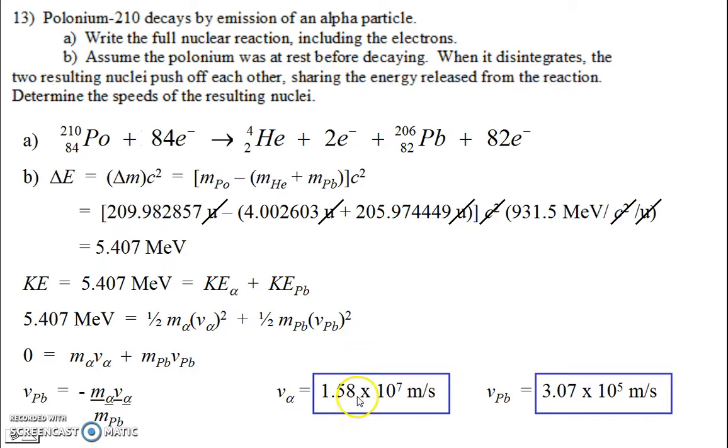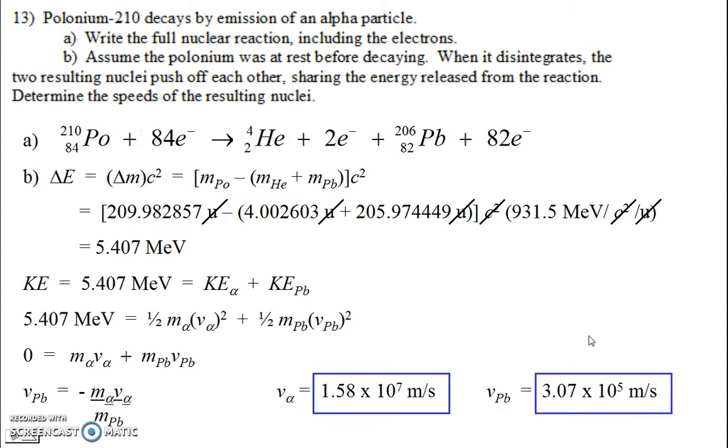The speed of the alpha particle, 1.58 times 10 to the 7th meters per second. The speed of the lead nucleus, 3.07 times 10 to the 5th meters per second. And even if you don't want to go through the whole process here, do these numbers make sense? Well, if they're pushing off each other, we see that the alpha particle, which has a lot less mass, is going much faster, and the lead particle, which has a lot more mass, is going a lot slower. It's still going really, really fast, but it's going a lot slower. So at least the numbers qualitatively make sense.